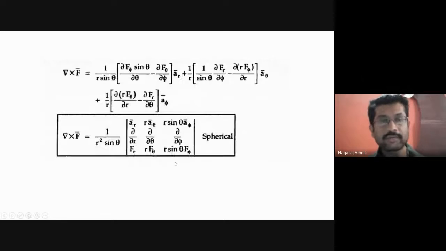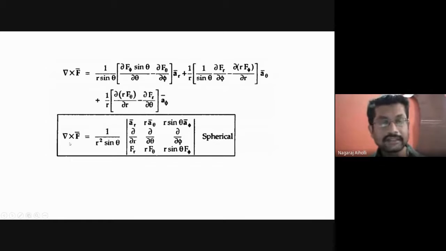Similarly, for the spherical system, del cross F bar is equal to 1 upon r sin theta multiplied by (dou of F phi sin theta by dou theta minus dou F theta by dou phi) into Ar bar, plus 1 upon r multiplied by (1 upon sin theta dou Fr by dou phi minus dou of r F phi by dou r) multiplied by A theta bar, plus 1 upon r (dou of r F theta by dou r minus dou Fr by dou theta) multiplied by A phi bar.